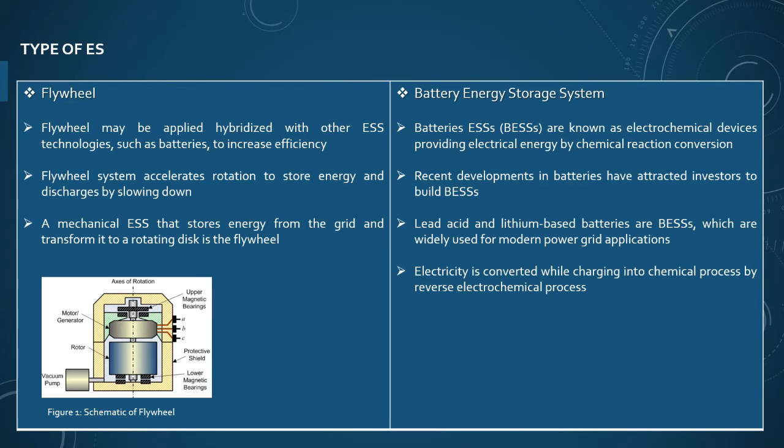Battery ESS are known as electrochemical devices providing electrical energy by chemical reaction conversion. Due to growing energy capacity and simple means of installation, recent developments in batteries have attracted investors to build BESS. Lead-acid and lithium-based batteries are BESS, which are widely used for modern power grid applications. The electricity is converted while charging into a chemical process by a reverse electrochemical process.